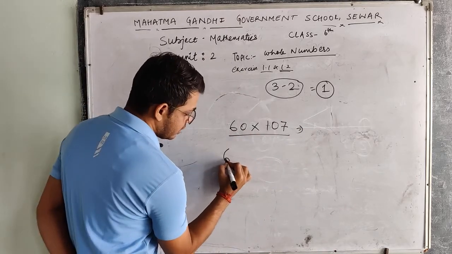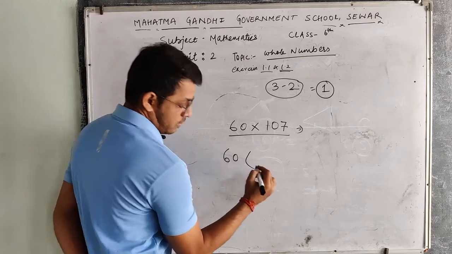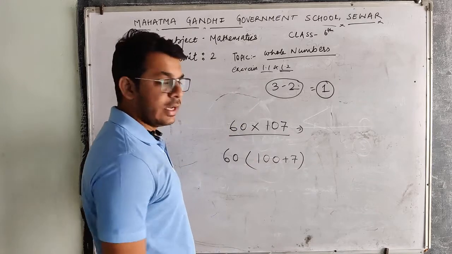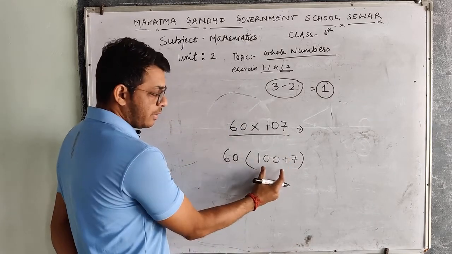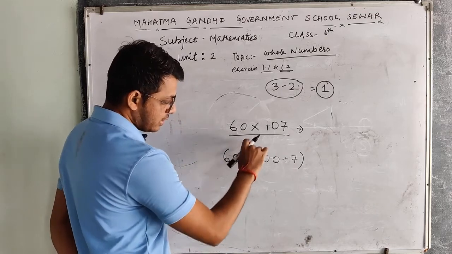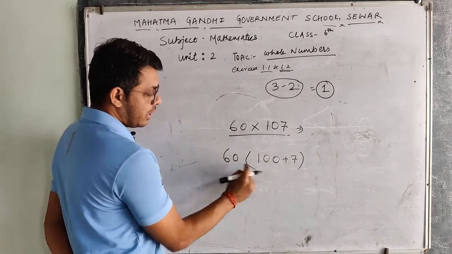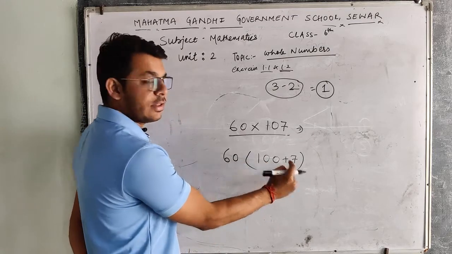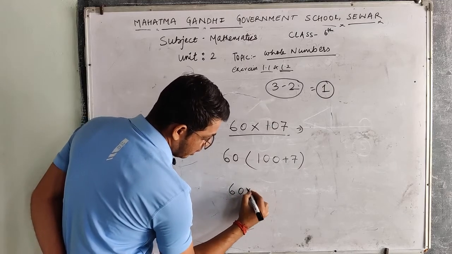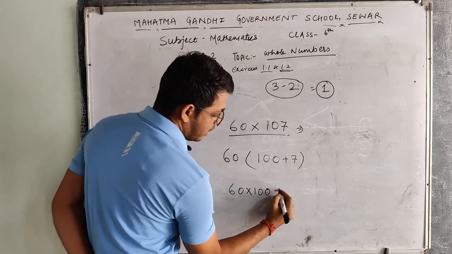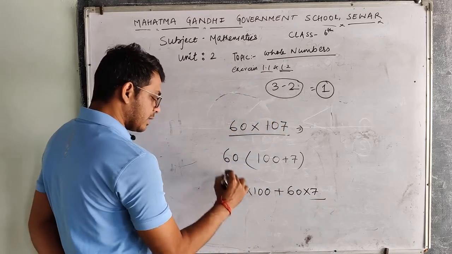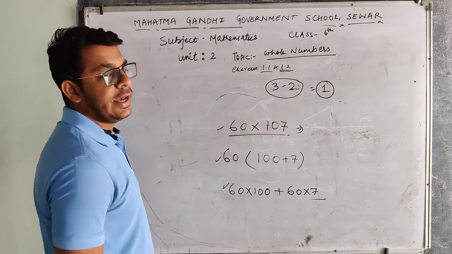If I write 107 as 100 plus 7, it means the 107 is divided into two numbers, that is 100 plus 7. If I multiply this 60 one time by 100 and one time by 7, the result will be the same. Then I will expand like this: 60 into 100 plus 60 into 7. So the result is the same. This is called expansion.